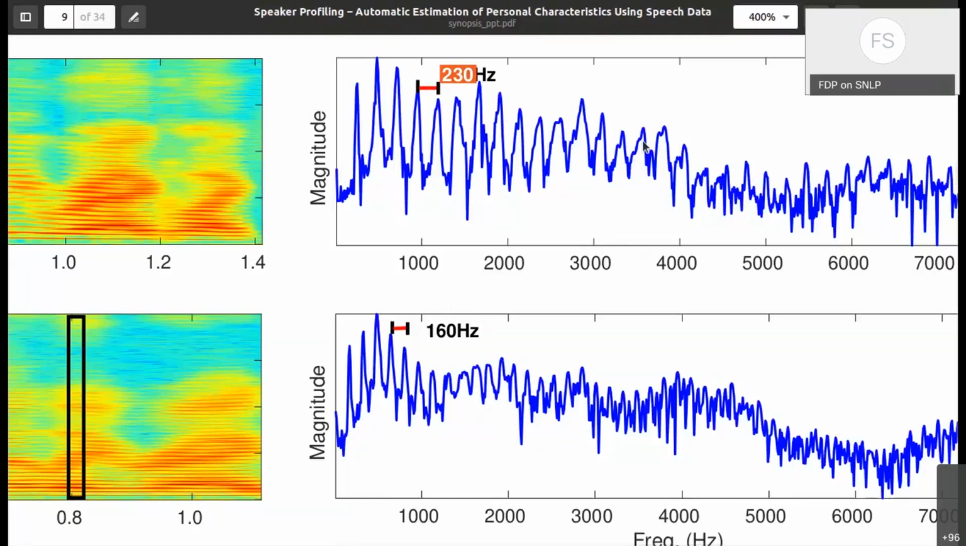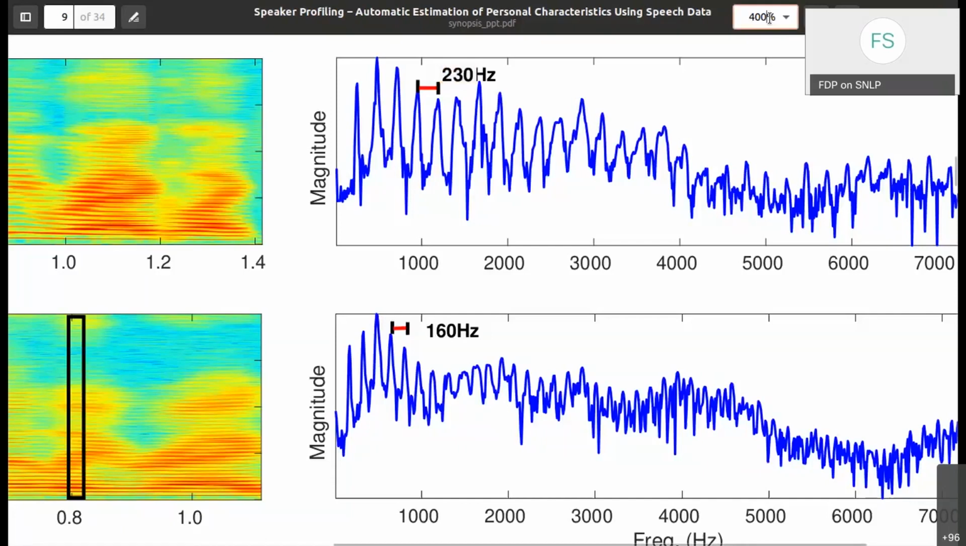Okay, sir. So is more speaker data always good, or is less speaker data with many variabilities good, sir? I think more speaker data is always good, no doubt about it.